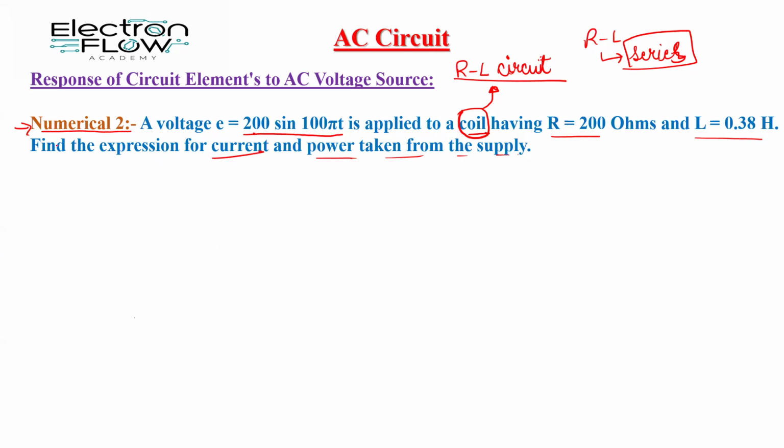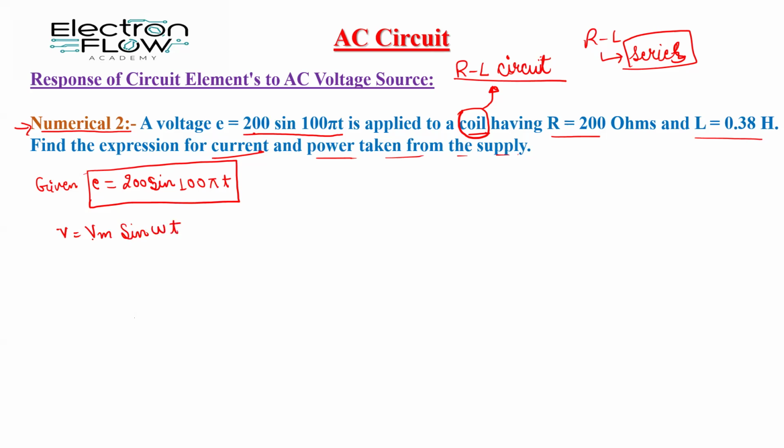Here the given voltage is equal to 200 sine 100 pi t. So this is our given voltage equation. We know that the standard equation is Vm sine omega t. So here the maximum value is equal to 200, and the value of omega is equal to 100 pi.